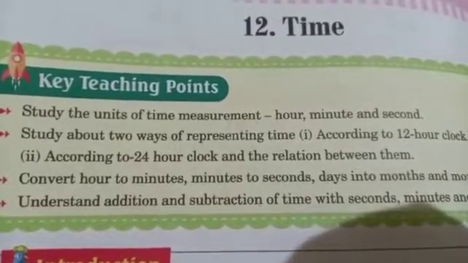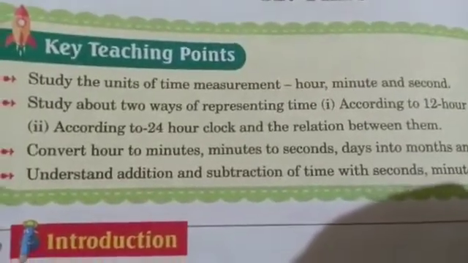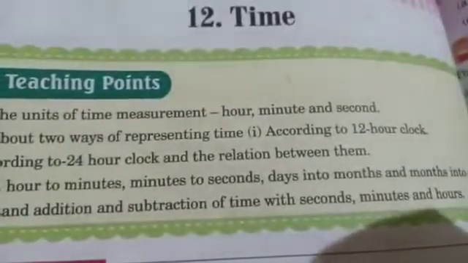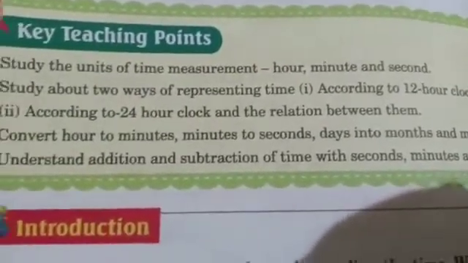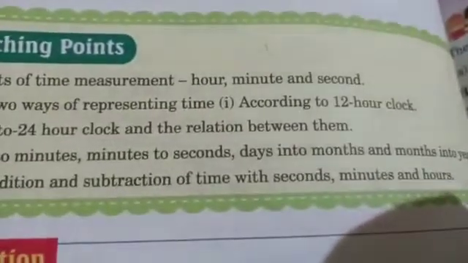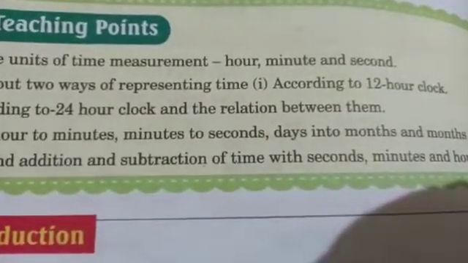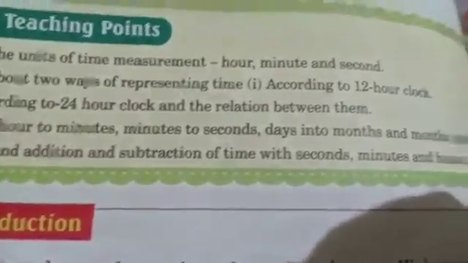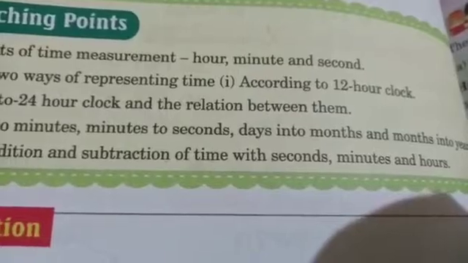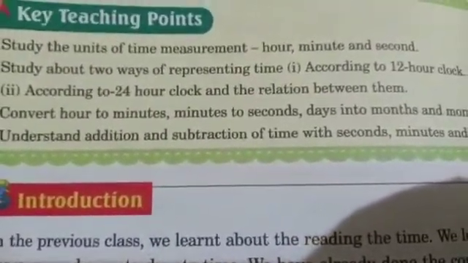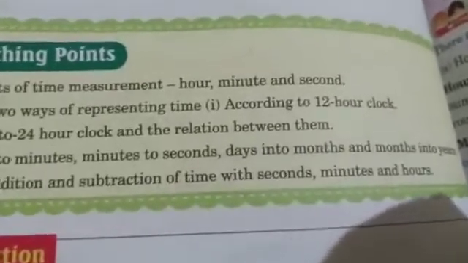Key in this chapter you will study about the units of time measurement: hour, minute, and second, and the two ways of representing time, that is the 12-hour clock and the 24-hour clock, and conversion of hours to minutes, minutes to seconds, days into months, and months into years. And also you will learn about the addition and subtraction of time with seconds, minutes, and hours.